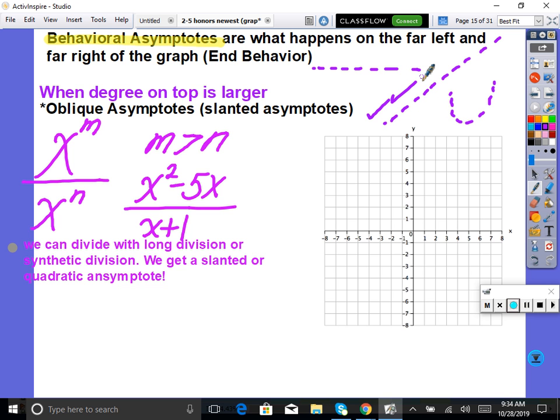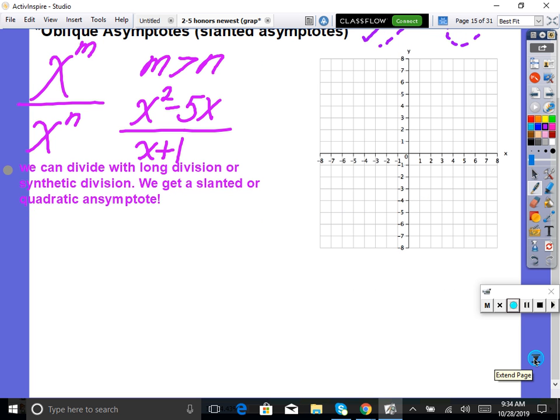X. Do you guys see how it divides perfectly? Do you see what I'm saying? Divides perfectly the degrees. So we actually have to go through and do long division or synthetic division to figure out the equation of the line or the equation of the quadratic.